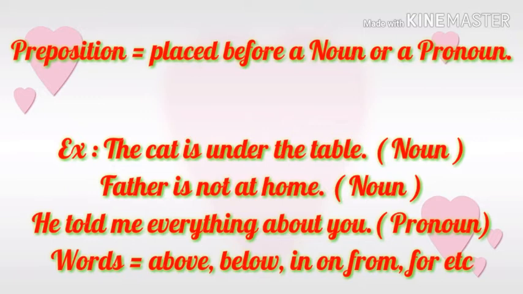Here the word under is the preposition as it is placed before the noun table. Alright. Then another example is, father is not at home. Home is the noun and the preposition is the word at. He told everything about you. About is the preposition. So words like above, around, behind, all these suggest the preposition. Okay.